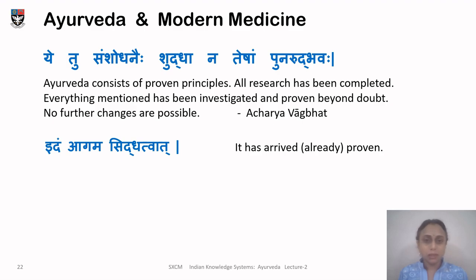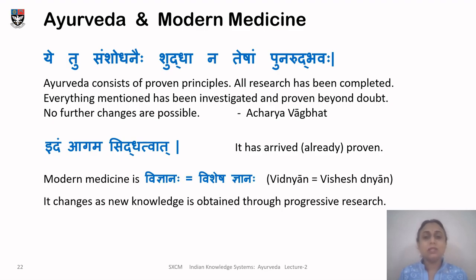Idam agama siddhatvat. Ayurveda has arrived already proven. As opposed to this science where everything has been proven, modern medicine is termed as Vidjnana or Vishesha Jnana. Modern medicine as we know it today changes as newer knowledge becomes available through progressive research. Older principles are let go of and newer paradigms are set in, as through modern day research using modern technology, new knowledge is acquired. However, with Ayurveda, everything has been already proven. What is to be known is known, and no further changes are now possible.